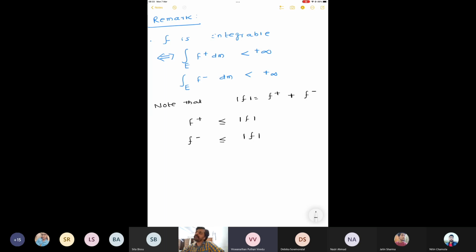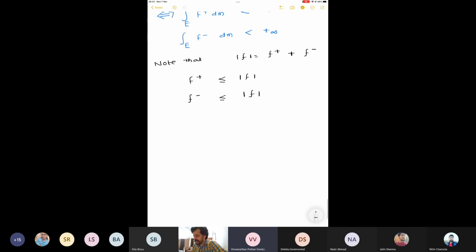So, if integral over E mod f dm is less than infinity, what can you conclude? Integral over E f plus is finite and integral over f minus is finite. But that is the definition for integrability of f. Thus, if integral over E mod f dm is less than infinity, then we have f integrable.